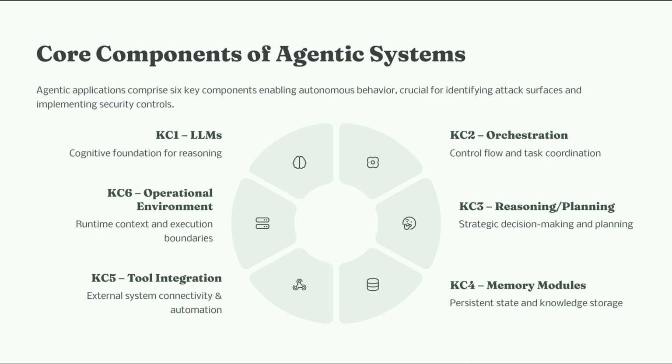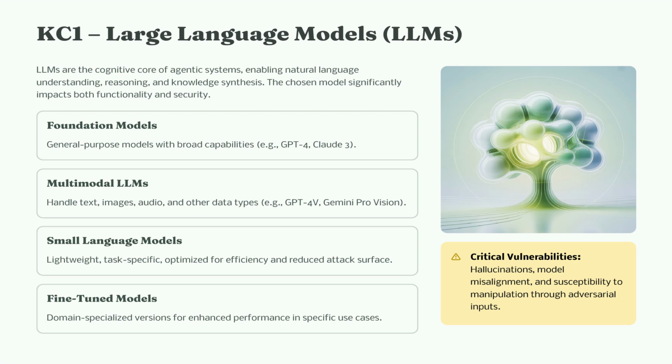In our next slide, we will delve deeper into large language models, the cognitive core of these systems, and their role in facilitating natural interactions. As we delve deeper into agentic systems, let's explore the pivotal role of large language models, or LLMs. These models serve as the cognitive core, empowering systems to understand and engage in natural language, reason through complex problems, and synthesize knowledge effectively. The choice of the model directly influences both its functionality and security.